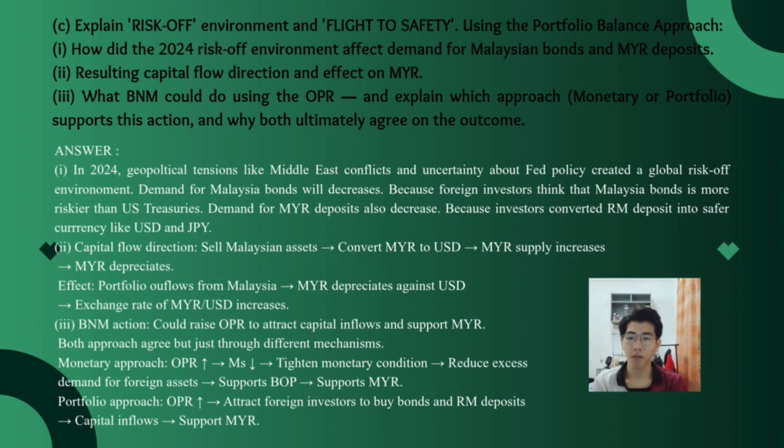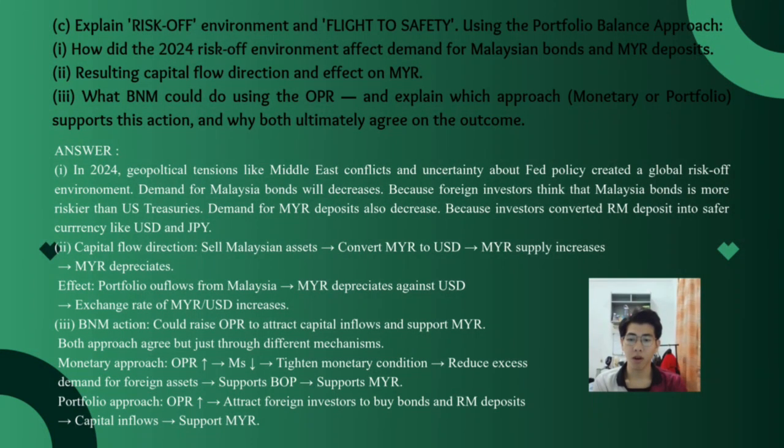2 Roman, capital flow direction: sell Malaysian asset, convert ringgit to USD, ringgit supply increases and ringgit depreciates. Effect, portfolio outflow from Malaysia, Malaysian ringgit depreciates against USD, exchange rate of RM over USD increases. 3 Roman, Bank Negara Malaysia could raise OPR to attract capital inflow and support Malaysian ringgit. Both approaches agree, but through different mechanisms.